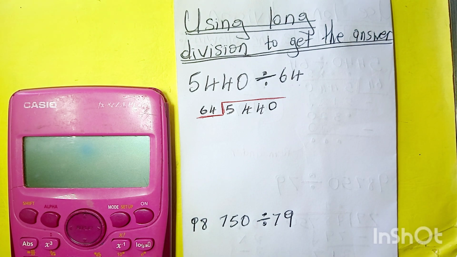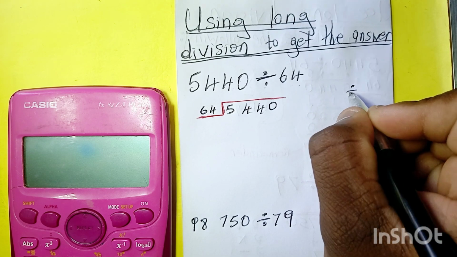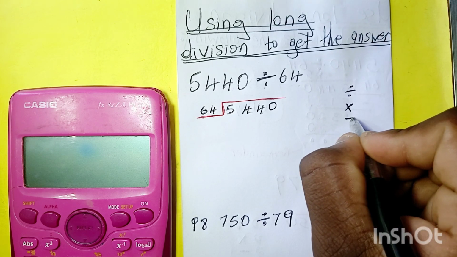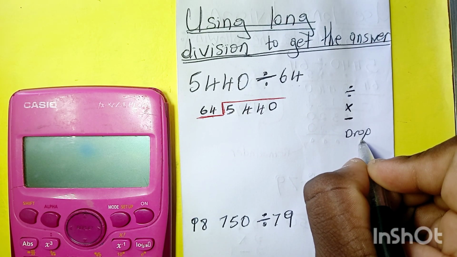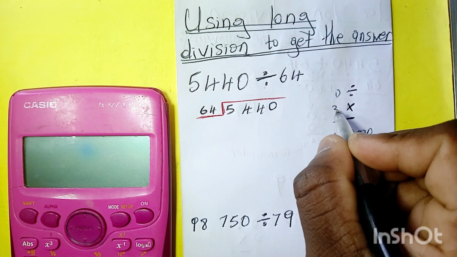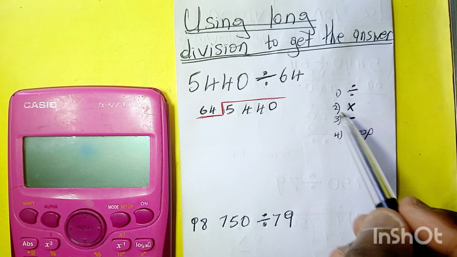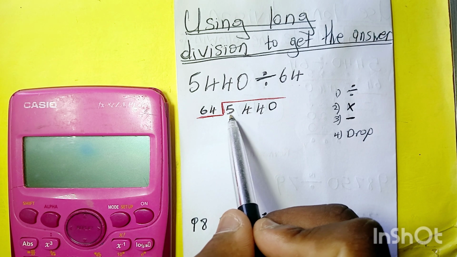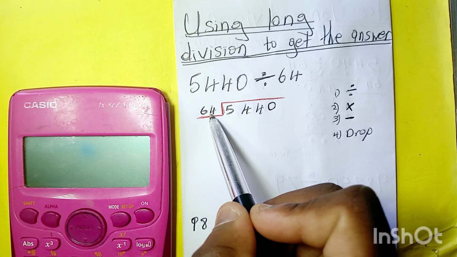Another thing, guys, that you should know are the steps that I would like to use. We divide, we multiply, we subtract, then we drop. So first, second, third, fourth. Okay, let's try to apply these steps. The first thing that we do now, we look at the first digit and say 5 divided by 64.